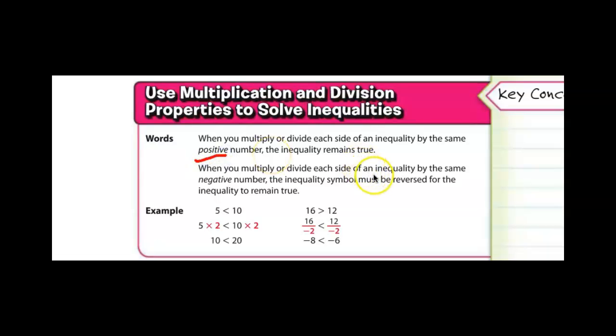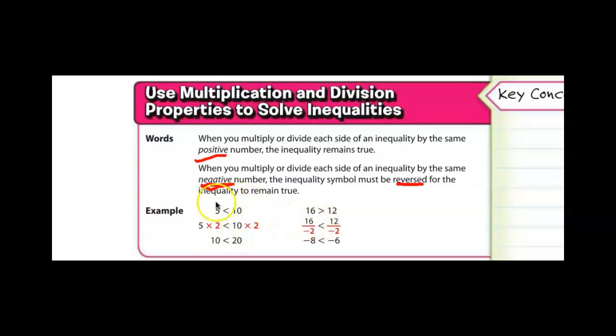But when we are going to multiply or divide by a negative number, something very different happens. So I want you to pay attention here. When you multiply or divide each side of an inequality by a negative number, the inequality symbol must be reversed. It must go backwards for the inequality to remain true.